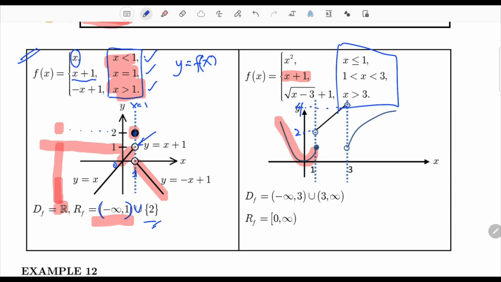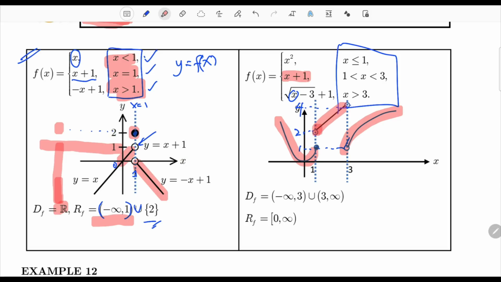And then when x is greater than 3, if you substitute 3 inside here, 3 minus 3 is 0, so it starts from 1. So this is actually 1. So there you go. This is the graph of square root of x minus 3 plus 1.